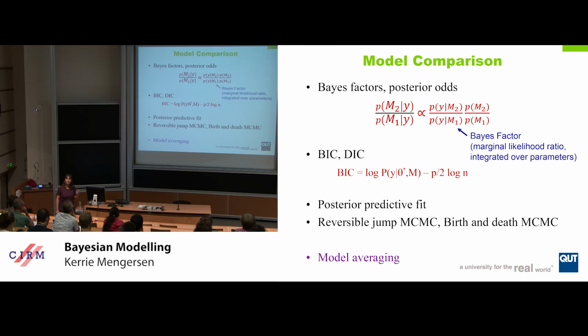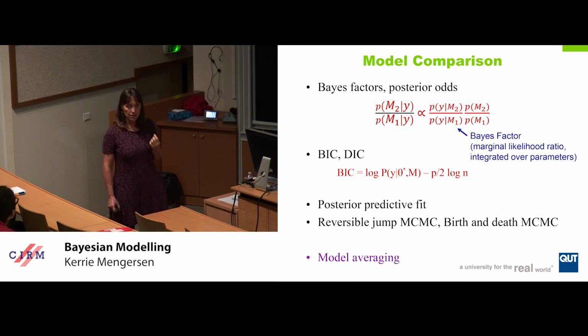There's a lot of discussion about the use of Bayes factors. As you can imagine, you're integrating over the parameters, they're probabilities, and so they're very, very sensitive. And you're looking at the ratio of those. So again, it's very sensitive, and it's an interpretation issue again. So there's lots of discussion that we can have over the week about the use of Bayes factors, and I'm sure other speakers will talk about those.